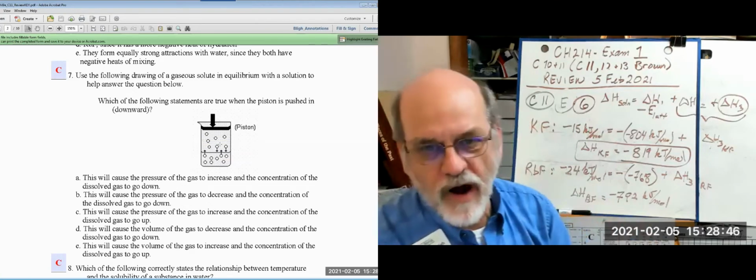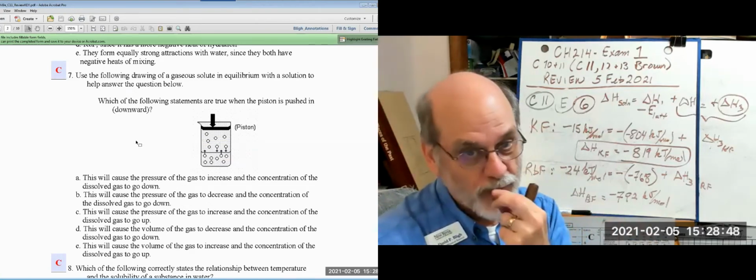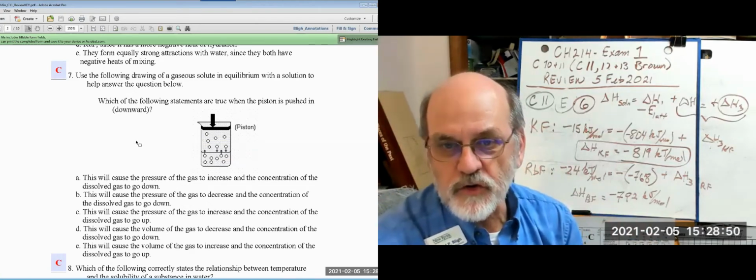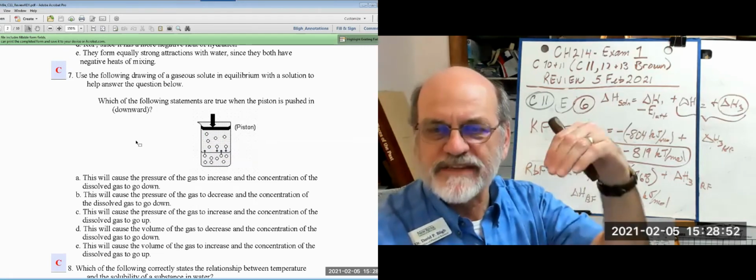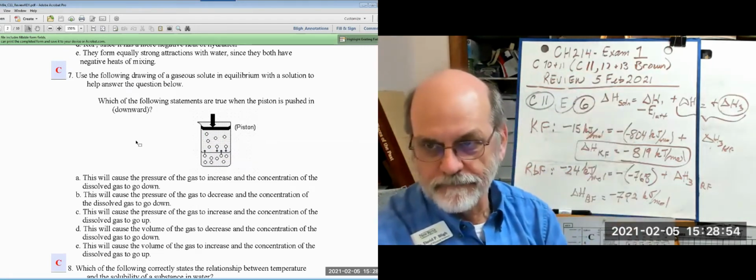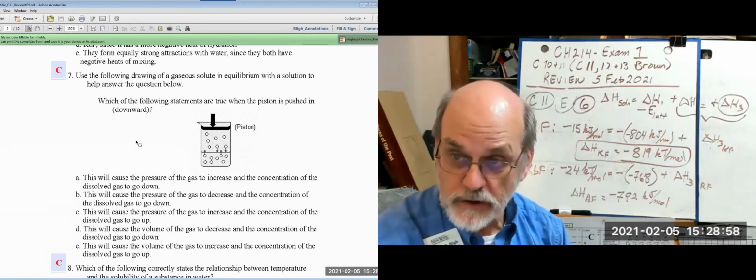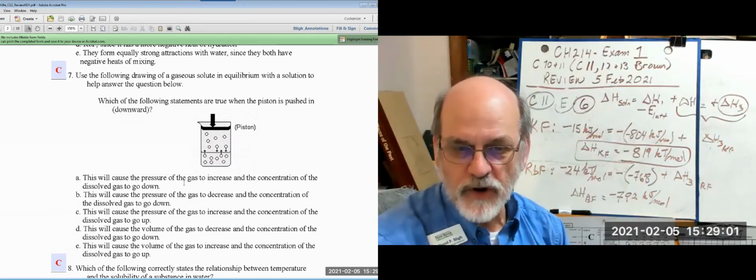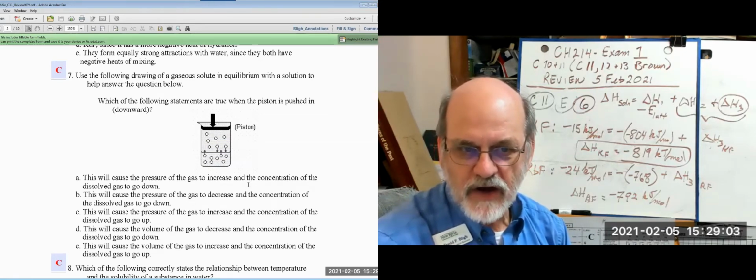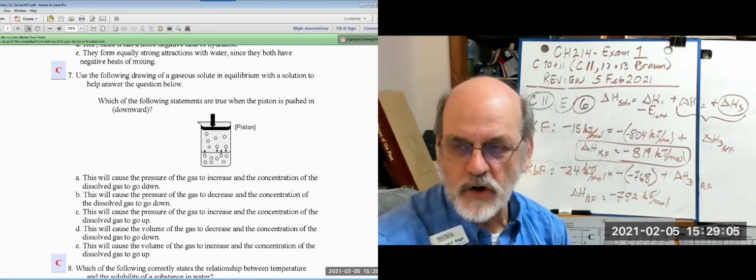Okay, so let's look at our problem here. Which of the following statements are true? When the piston is pushed down, we expect more gas to go into solution. This will cause the pressure of the gas to increase and the concentration of the dissolved gas to go down.